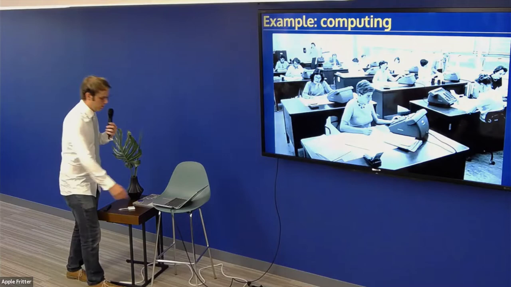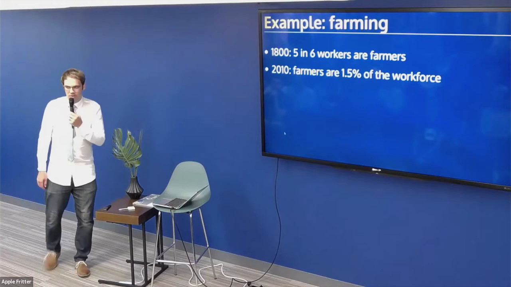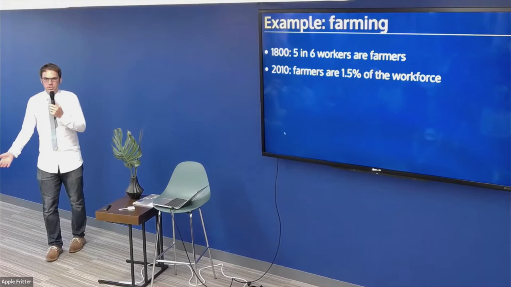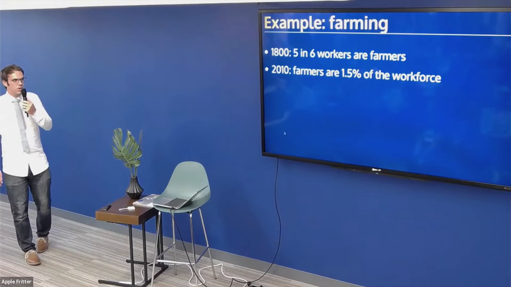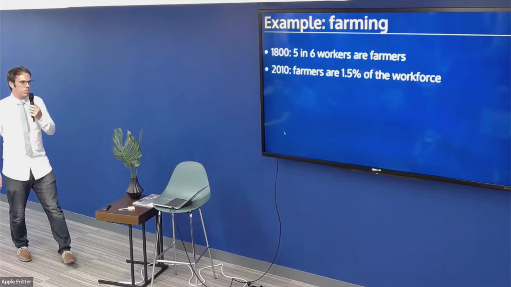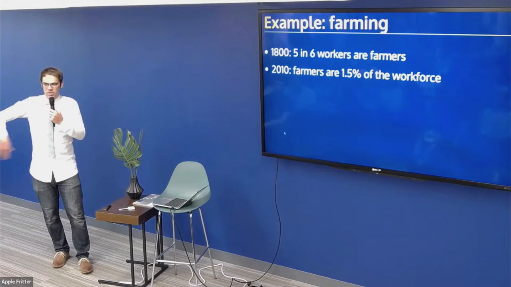Another example, farming, right? In 1800, 5 out of every 6 people was a farmer. So 5 in every 6 people had to farm in order to provide enough food for everyone to eat and sustain themselves. That means only 1 out of every 6 people could do anything else. And now, well, 2010 is what I guess that's for, 1.5% of people are farmers. So a lot more people can do other stuff. That's an example of a productivity increase. We don't need to have 5 out of every 6 people in this room collecting potatoes or whatever.